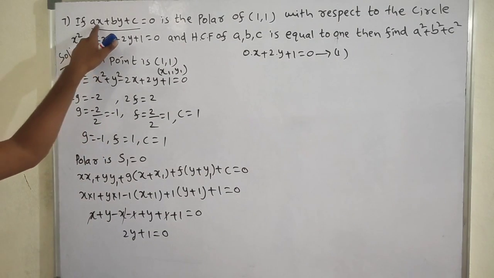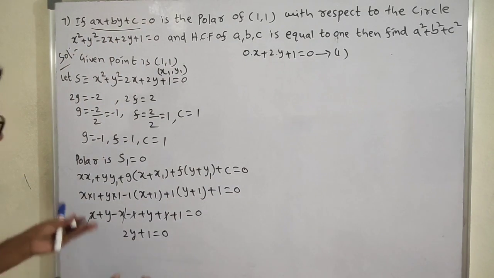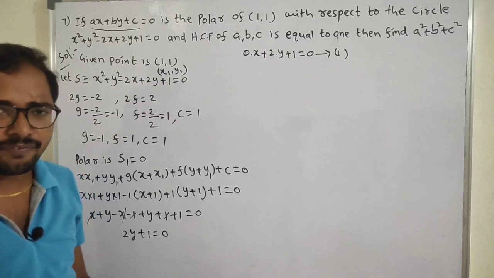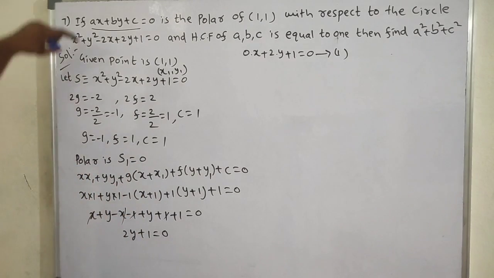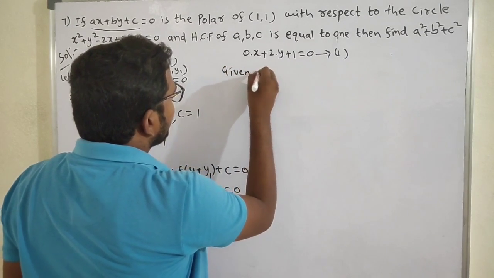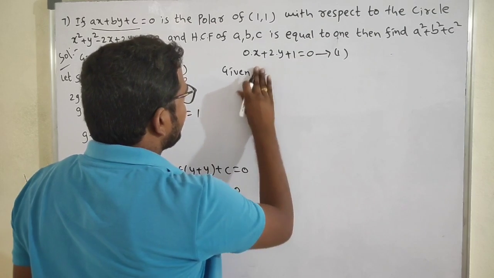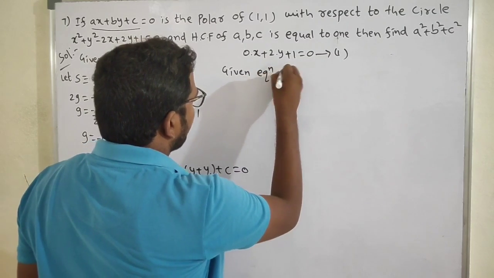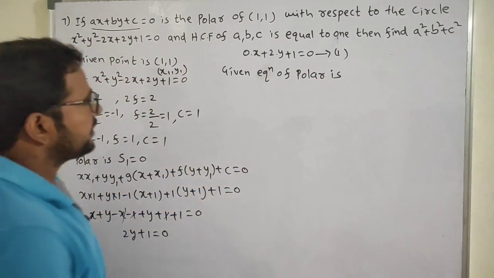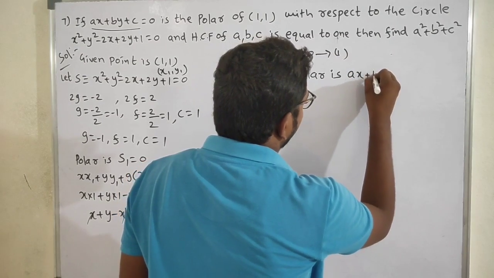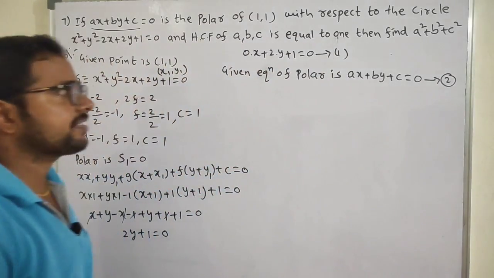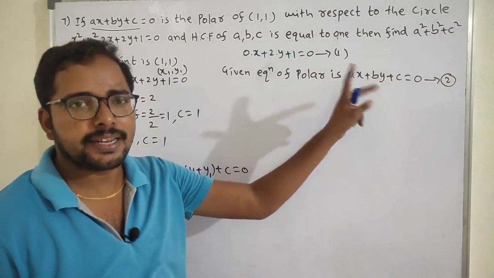But in the question, the given equation of polar is ax + by + c = 0. This is the given equation of polar. What we found is 0 into x plus 2y plus 1 equals 0. Both are the polar, so we need to compare the two equations.